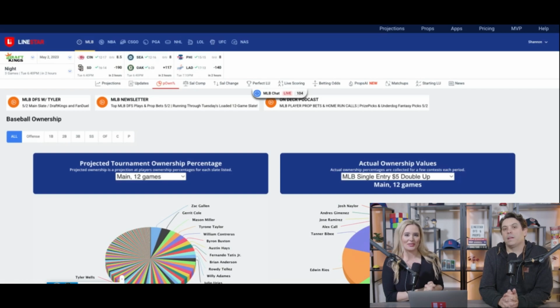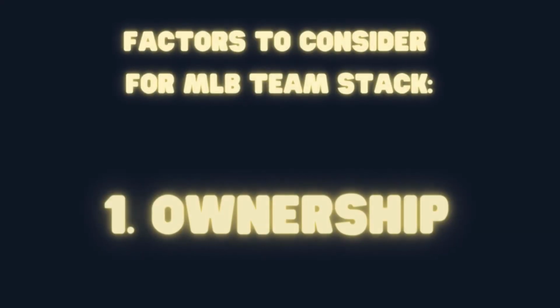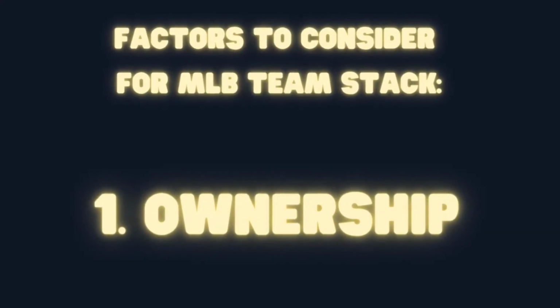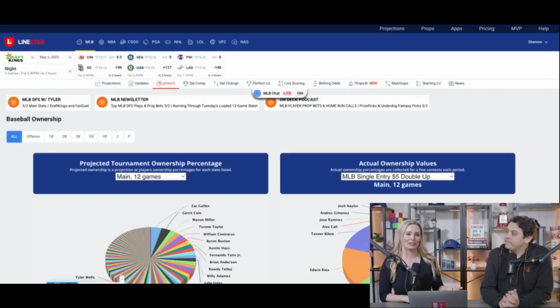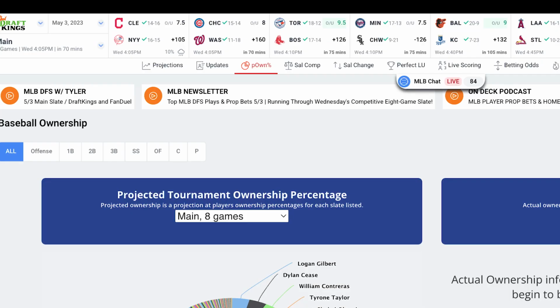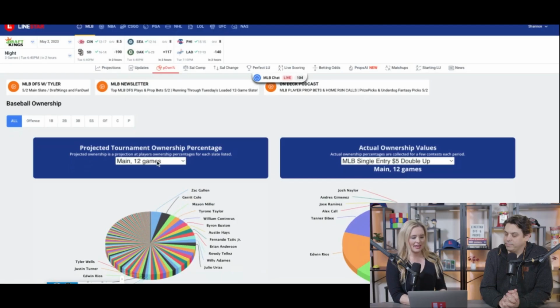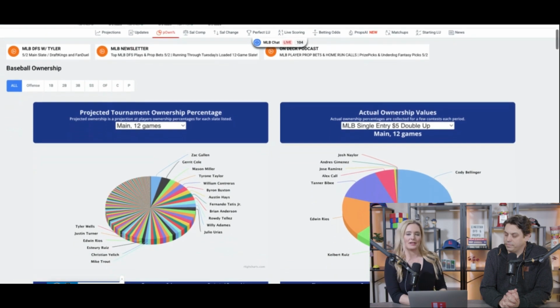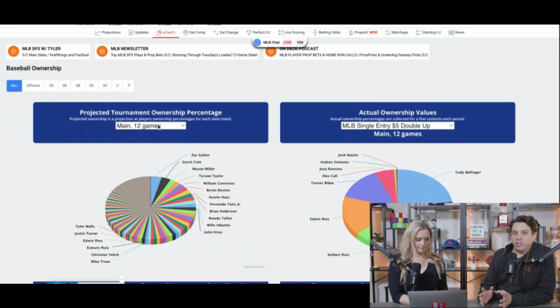The first thing to consider is ownership. Tyler, I know this is one of the first things you do when you head into a daily fantasy slate, building your lineup. On the LineStar app, we have a tool right there that talks to you about ownership. How would you break this down for people that are playing, and how important is it to check the ownership? Ownership is just giving us a general idea where the field is moving.